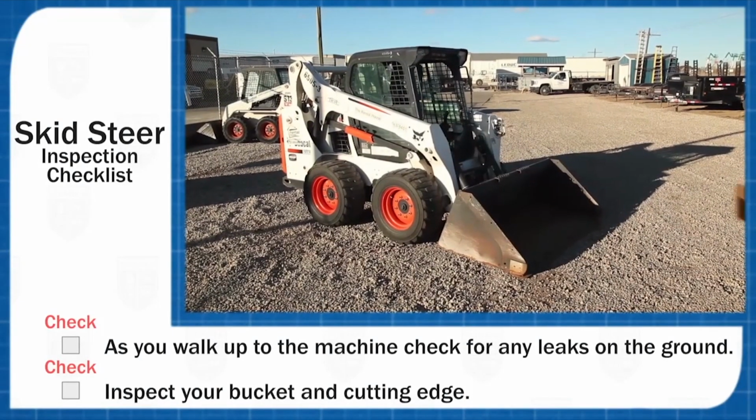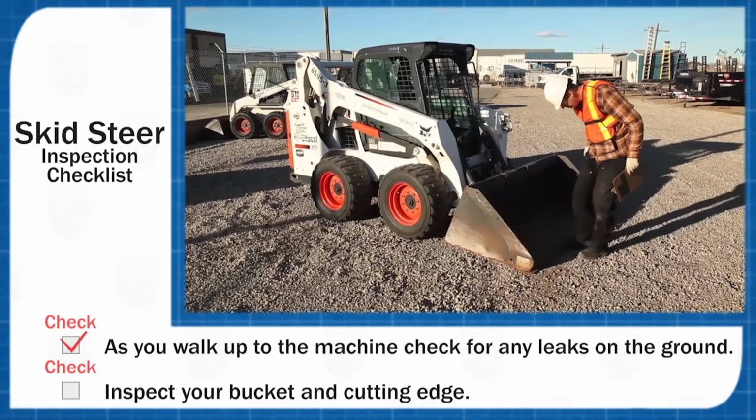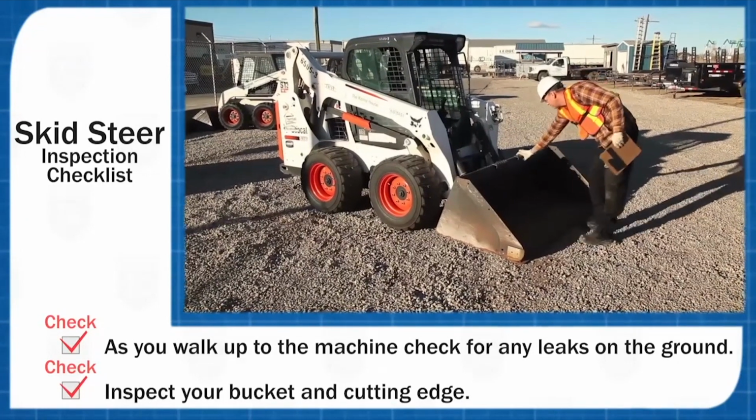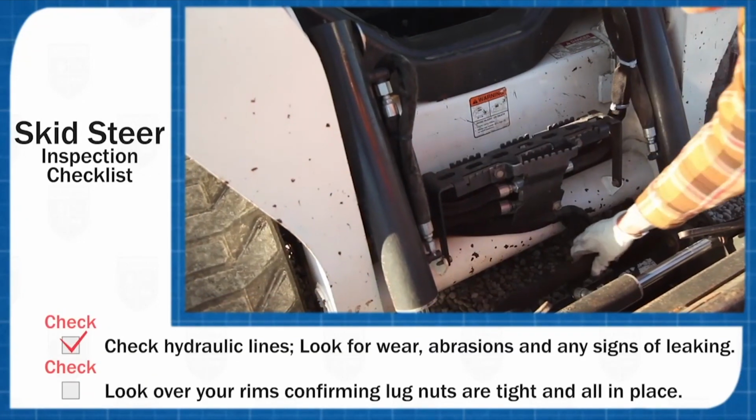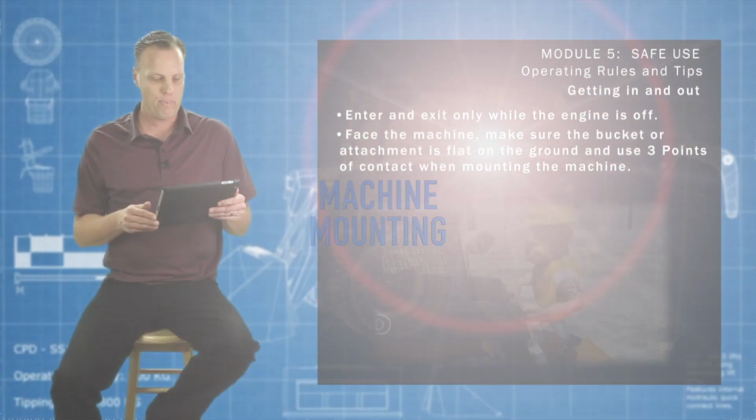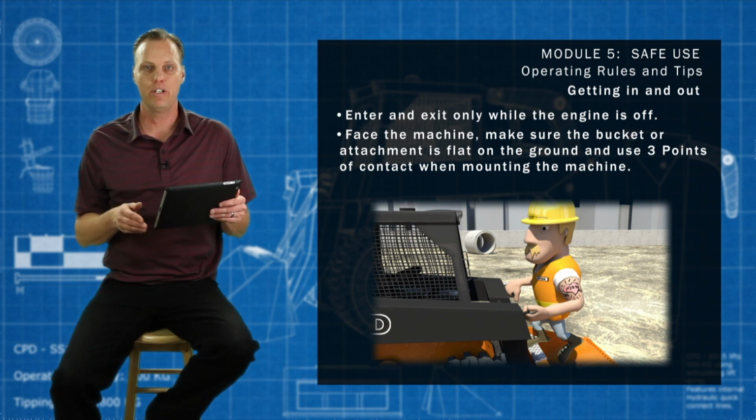As you walk up to the machine, check for any leaks on the ground. Inspect your bucket and cutting edge. Check hydraulic lines, look for wear, abrasions, and any signs of leaking. Use 3 points of contact when mounting the machine. Also, if those steps are oily or greasy or have snow and ice on them, clean them off ahead of time. It is likely you will forget when you're climbing out and then you'll hurt yourself.